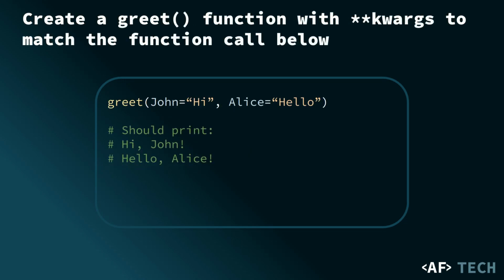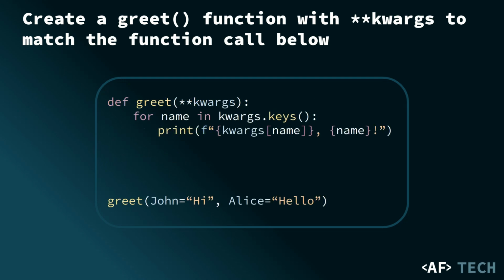Create a greet function with kwargs to match the function call below. So this greet function, John is equal to hi and Alice is hello, should return hi John and hello Alice. We'll define greet with kwargs. For every name in all of the keys of kwargs, we will print the greeting by referencing the greeting in the kwargs dictionary with name, since that's a key, and then we'll just print name after that in the same print statement. And we can just call it below like we did before. John is hi and Alice is hello, and that should say hi John and hello Alice.